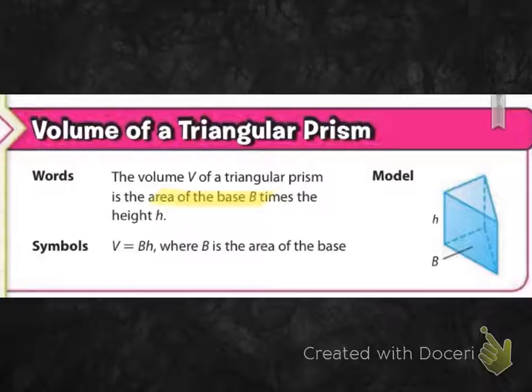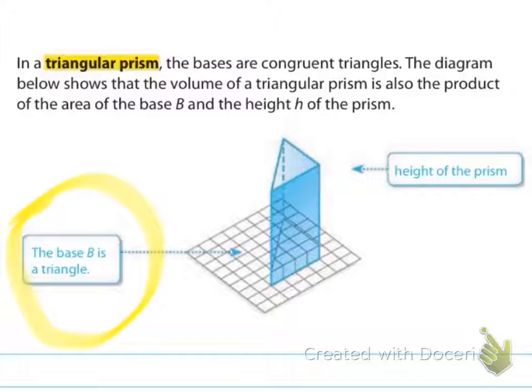It says the volume of a triangular prism is the area of the base, big B, times the height, little h. And so it uses the symbols V equals big B times h, where B is the area of the base. All right, so same formula that we used when we were looking at the rectangular prism. Base times height, big base times height, where big base stands for the area of the base.